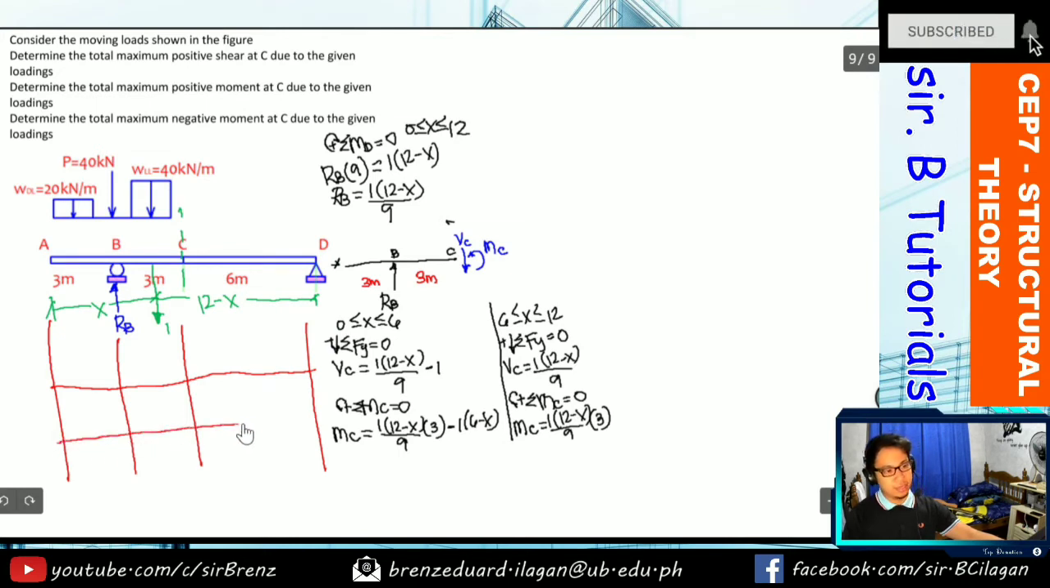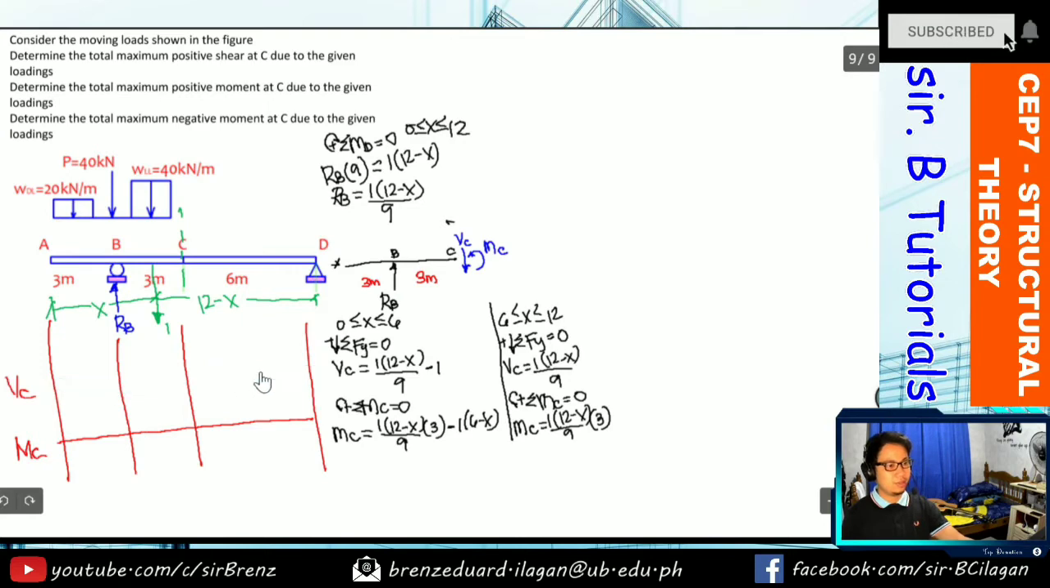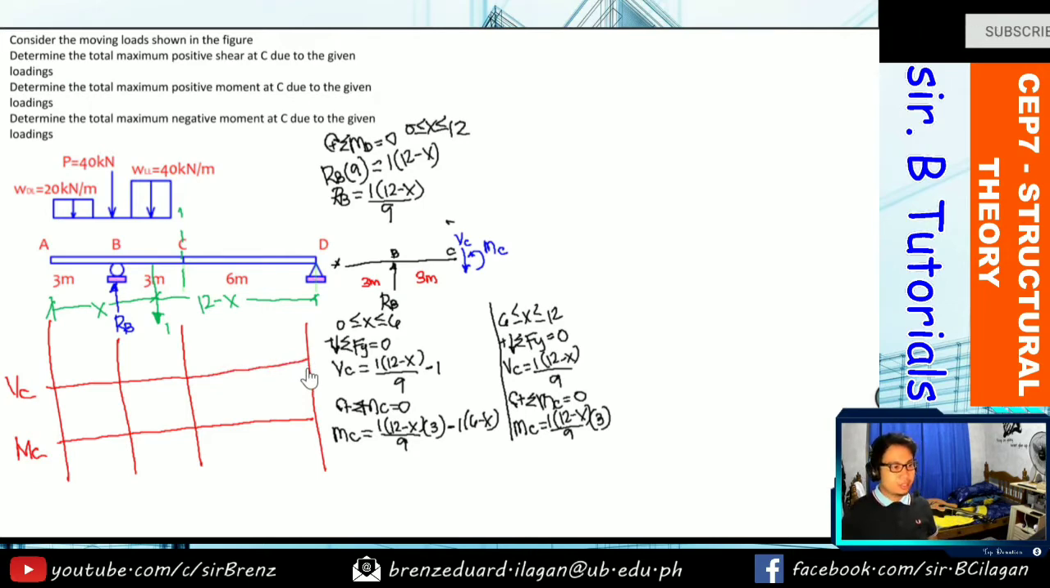And then this one. So the first diagram is for the shear C. And yung sunod will be the moment at point C. Hindi ko na ito drawing yung RA. Okay? I'm not satisfied with this one. Ituwid pa natin ng konti. Ayun. So I think mas okay siya compared kanina. So let's start with the shear.